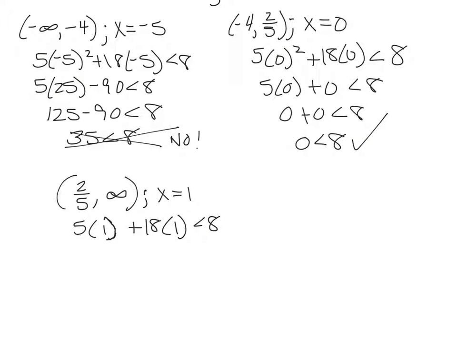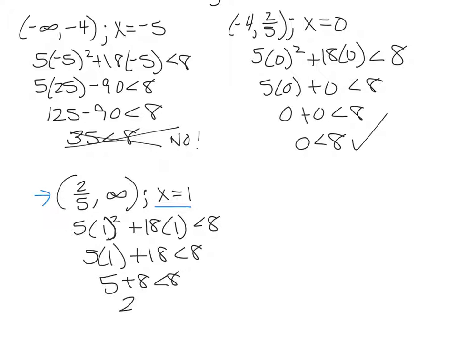My third interval is 2/5 to positive infinity, and I'm going to choose x equals 1. So I'll plug in a 1 wherever I see an x in the original inequality, and when I simplify this, I get 5 times 1 plus 18 is less than 8, which is 5 plus 18 is less than 8, and my last calculation is 5 plus 18, which is 23, so I have 23 is less than 8. Now this is not a true statement, so that interval will not be in my solution set.